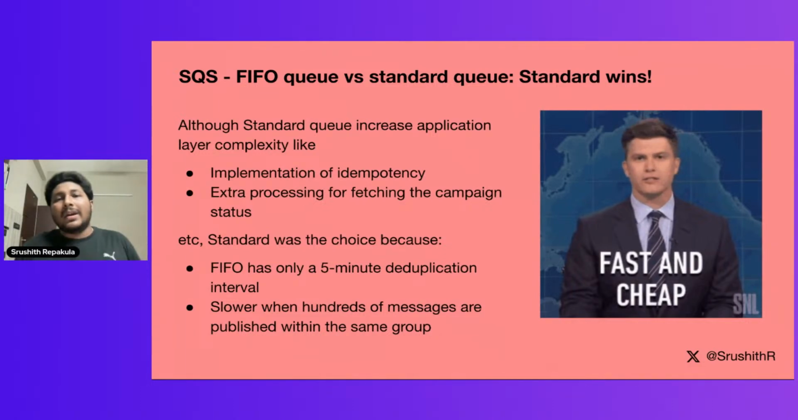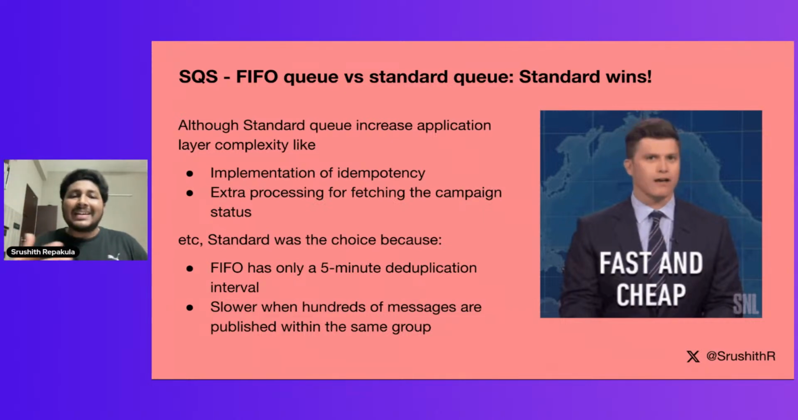Although I talked about the various advantages that the FIFO queues bring into the picture, we went ahead with standard queues. The reason is, basically, the challenge with the standard queue is that you have to implement idempotency. Why do we have to implement that? Because standard queues on AWS do not guarantee exactly-once delivery. It is at-least-once delivery, so there is a possibility that a message can be delivered twice or more than once. So we have to build for idempotency.